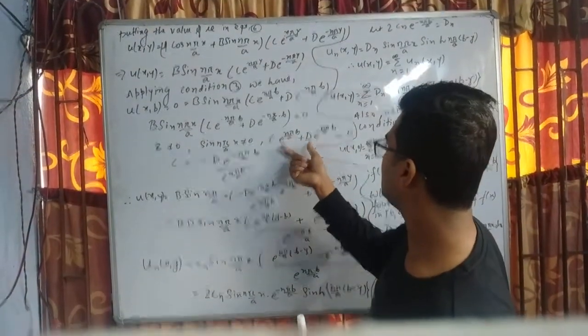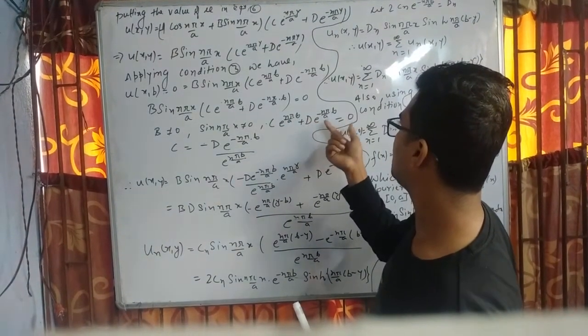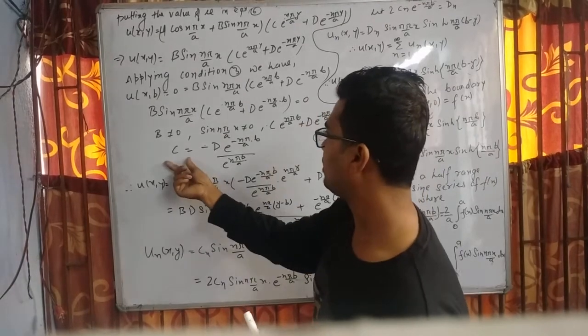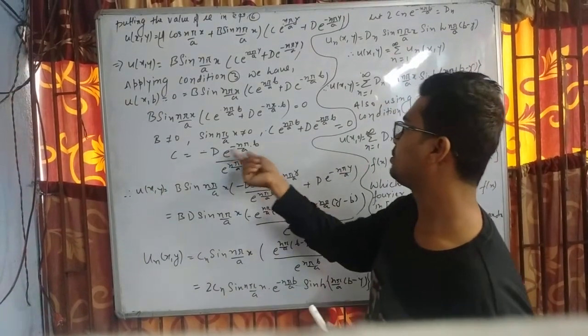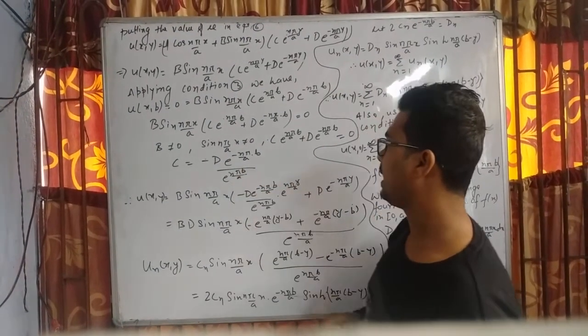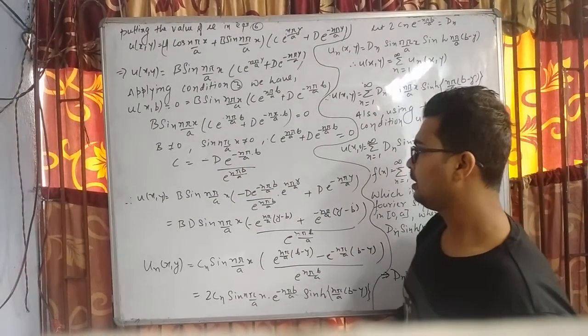And then this becomes c e^(nπ/a b) + d e^(-nπ/a b) = 0. And on solving we get the value of c equal to minus d e^(-nπ/a b) by e^(nπ/a b).